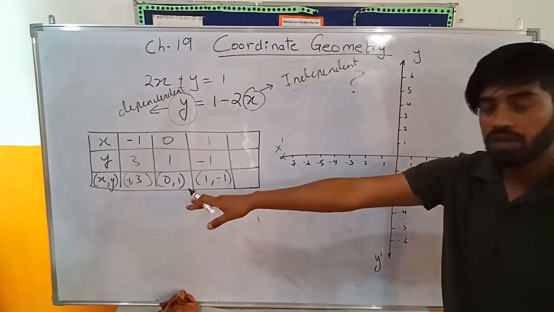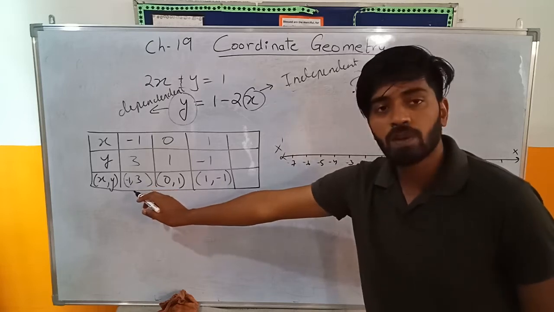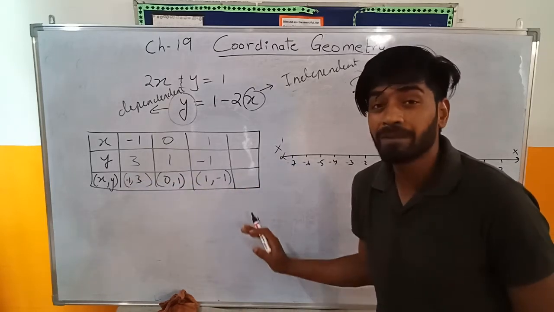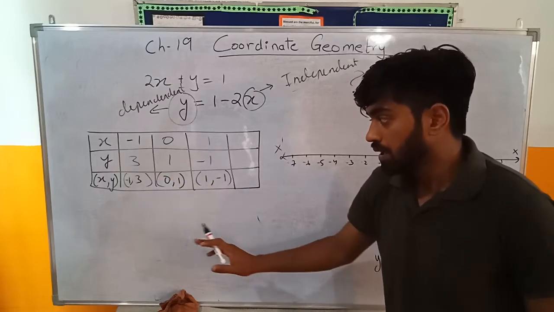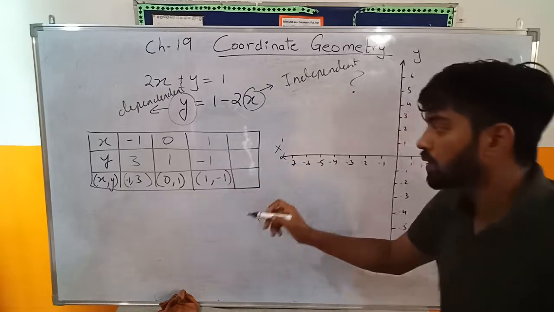Whatever points I got, I have to plot on the graph paper. So what is the very first point that I'm going to plot? That is -1, comma 3. These are called ordered pairs, they are ordered. So I can't write 3 comma -1, no, -1 I'm going to figure out from the x line.